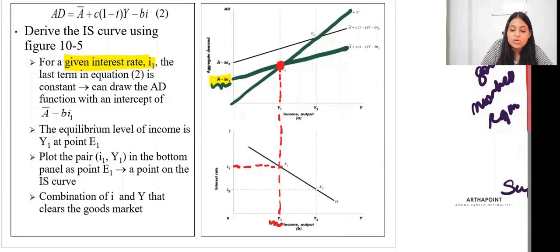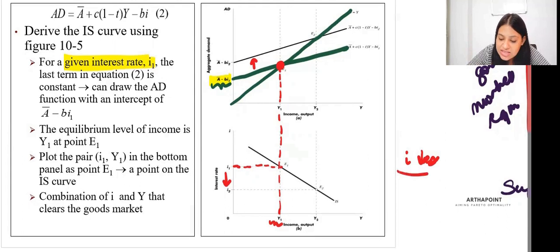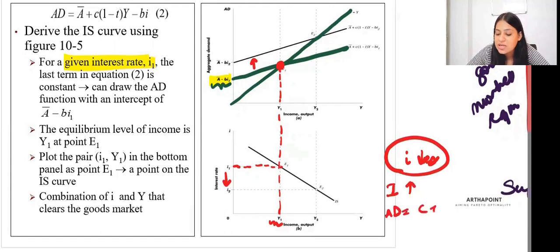Now suppose the interest rate decreases to I2. If the interest rate decreases, then investment increases, then aggregate demand also increases, so aggregate demand shifts upwards. Also, the intercept will be higher, right? If the interest rate decreases, you're subtracting a lower amount, so the intercept is increasing. As the interest rate decreases, investment increases because AD is C plus I plus whatever. As investment increases, aggregate demand also increases and shifts upwards.